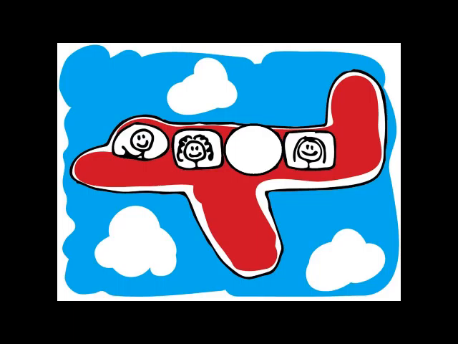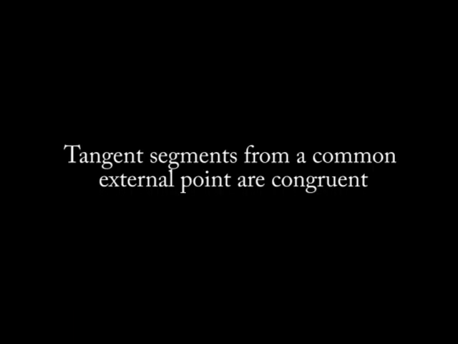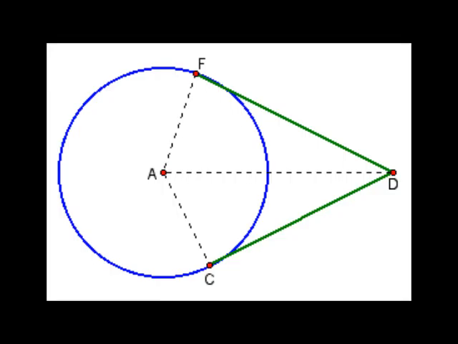In a plane, a line is tangent to a circle if and only if the line is perpendicular to a radius of the circle at its endpoint on the circle, or point of tangency. Tangent segments from a common external point are congruent.